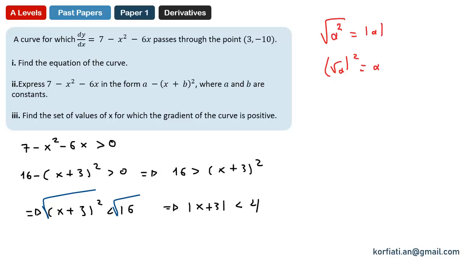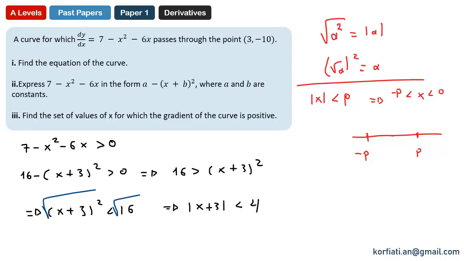And now I'm going to use a famous property of the absolute values, which says that if you have the absolute value of x less than something positive, that p here, I chose p because I want this number to be positive, well, x has to be between minus p and p. In fact, this means that x becomes a small sandwich between minus p and p. So this gives me that x plus 3 is between minus 4 and 4.